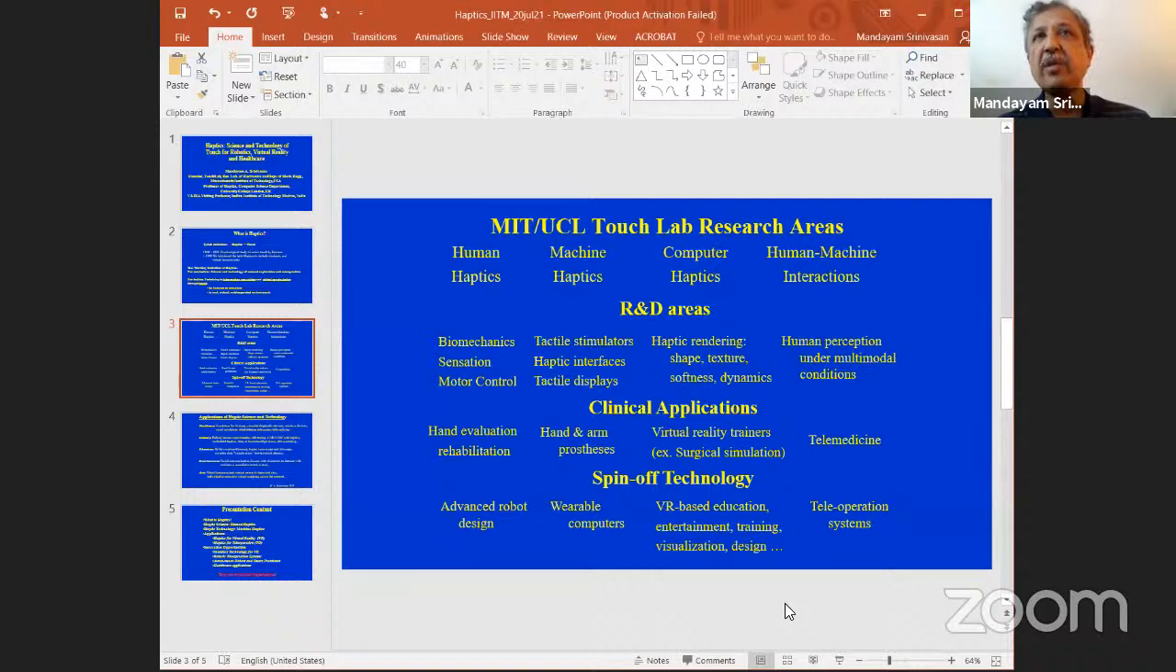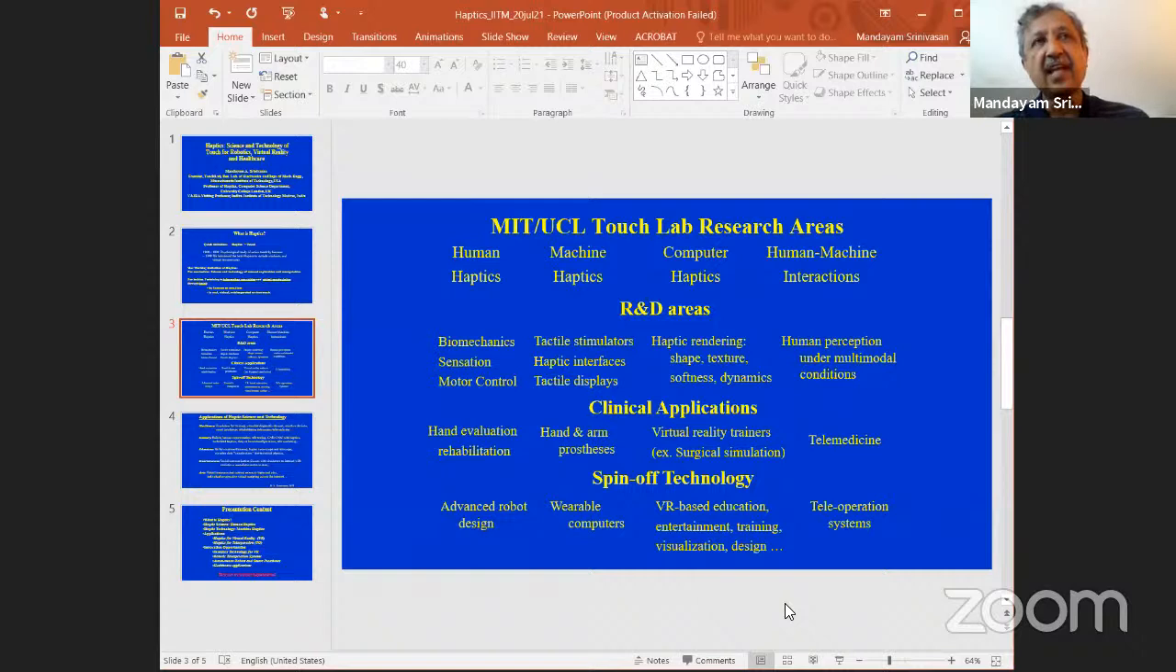The research and development areas we have worked in include the biomechanics of touch. This is analogous to how visual transduction or auditory transduction with hair cells in the cochlea takes place. This has to do with the mechanics part of it.